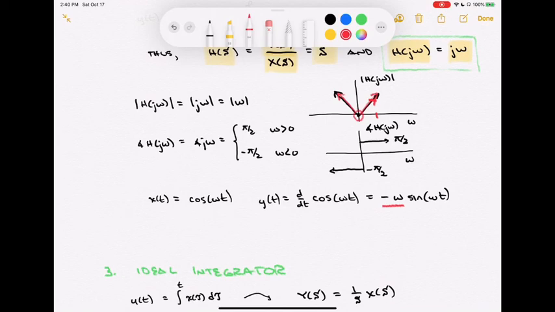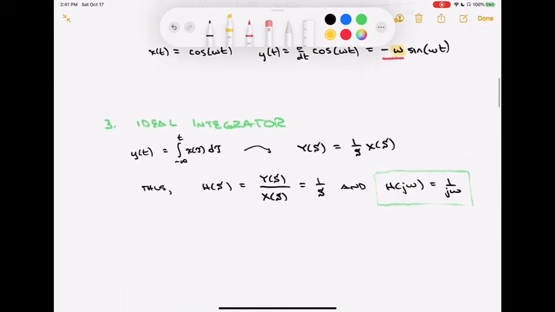So the magnitude response for an ideal differentiator looks like this V-shaped curve. We have that V shape because it's a linear gain as a function of frequency, as we saw here. And we know that when you differentiate a cosine or a sine, we get a 90-degree phase shift coming in. So cosine going to minus sine is a 90-degree phase shift.